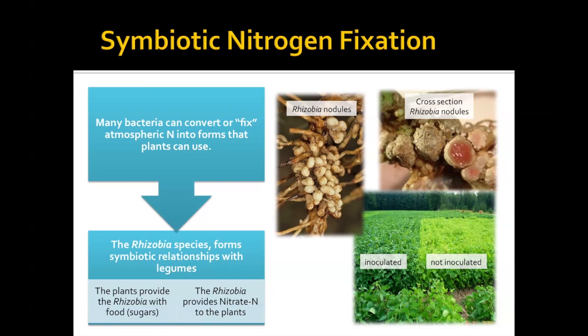Let's talk a little bit about this idea of nitrogen fixation here. This treatment obviously does take into account natural systems. Many bacteria can convert or fix atmospheric nitrogen into the soil. So what these bacteria do, and the most common ones are the rhizobia bacteria that are associated with legumes.